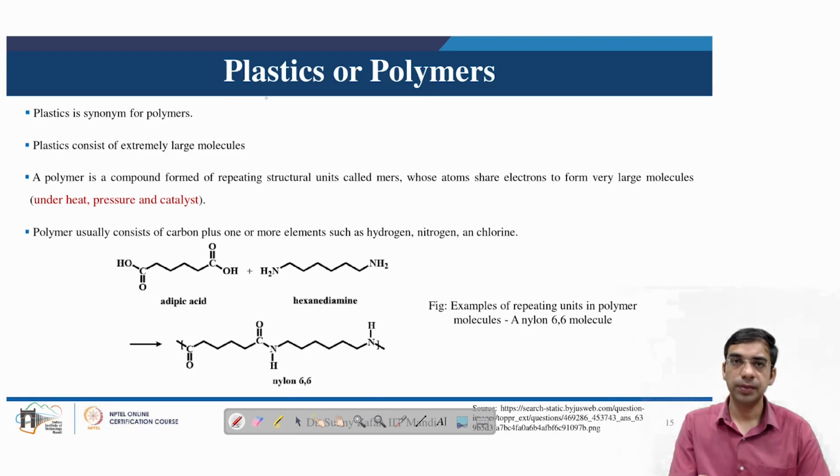Next are plastics or polymers. Plastics and polymers are synonymous with respect to large molecules, and these molecules are formed by repeating structural units known as mers. The atoms in the polymers share electrons. So very large molecules are formed by sharing electrons through covalent bonds under heat, pressure, or catalyst. Polymers usually consist of carbon plus one or more elements like hydrogen, nitrogen, or oxygen. Here we can see the repeating units in nylon 66, which is a very popular polymer.